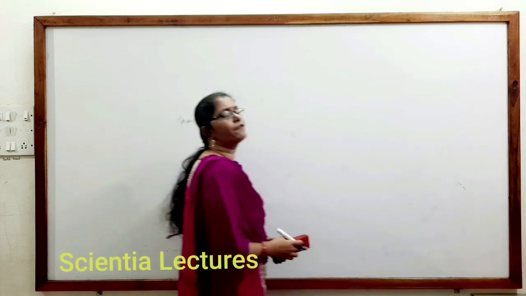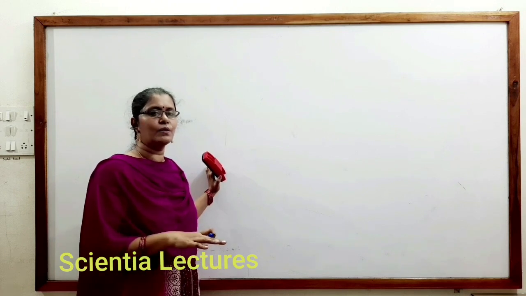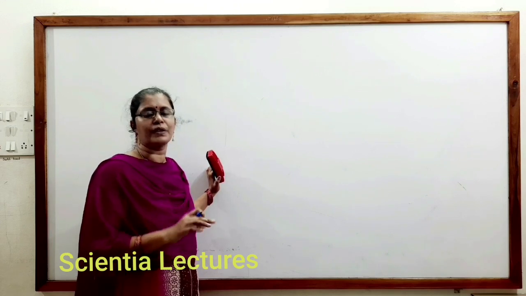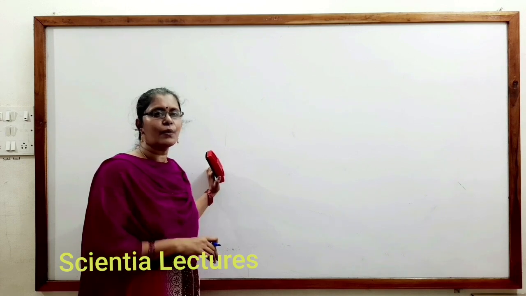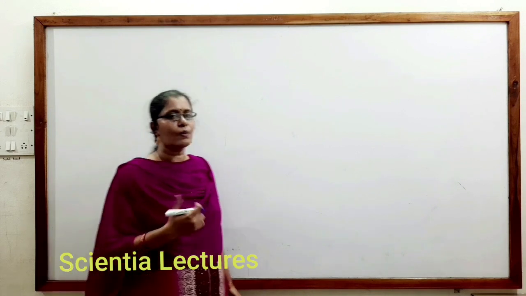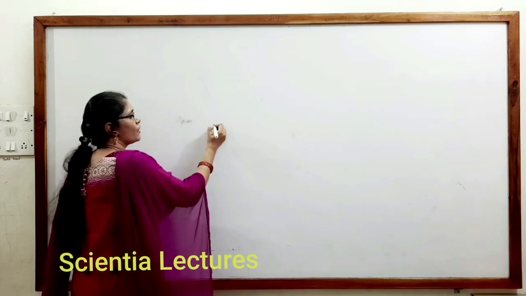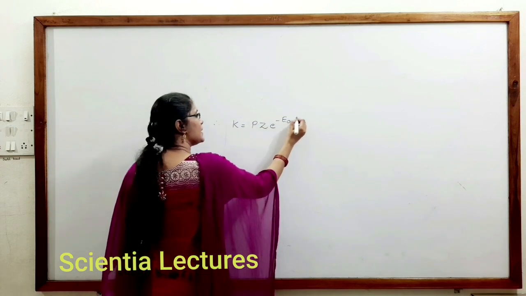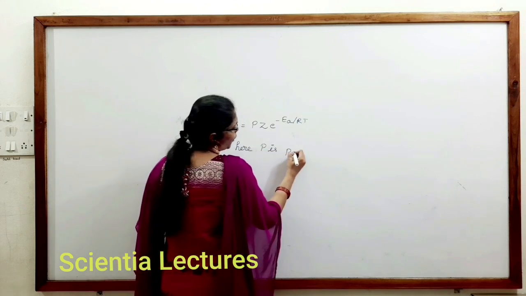Now here we observe that this theoretical calculation of K value is not coinciding with the experimental value of K. It is having a discrepancy of 10 power 9 times. Theoretical value is higher than experimental value. So we can observe here theoretical values are 10 power 9 times higher than experimental value. Therefore, it was taken that K equal to Pz e power minus Ea by RT. Here P is called the probability factor.